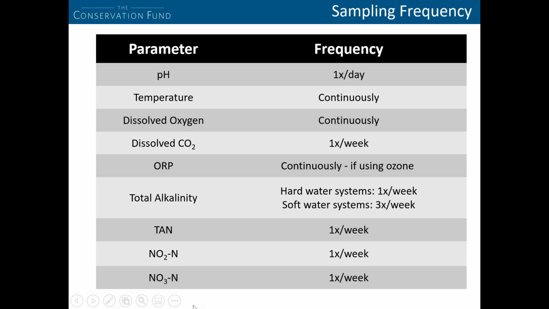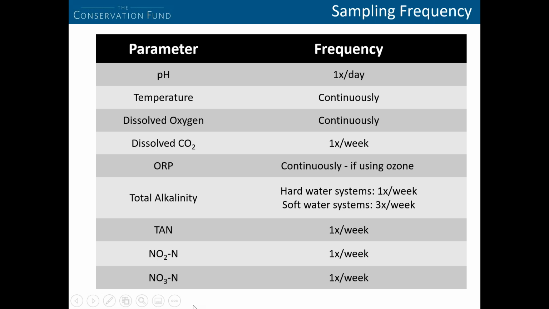So pH should be measured at least one time a day. Temperature and dissolved oxygen should be measured continuously with in situ probes. Dissolved CO2 should be measured at least one time per week. ORP should be measured continuously if you are using ozone.